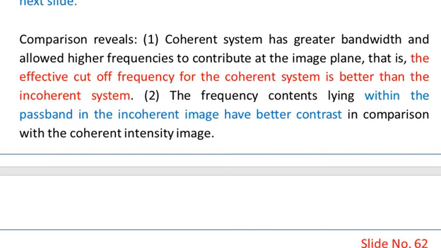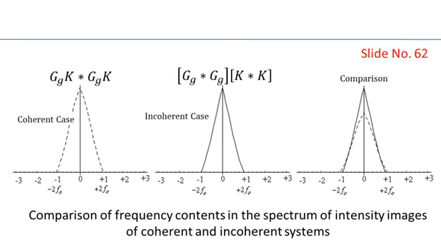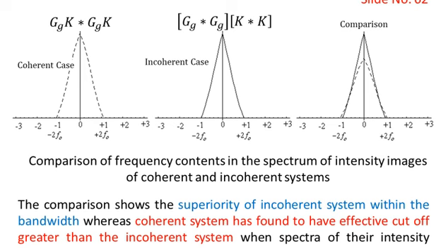So now let's read the statement over here. Comparison reveals, number 1, the coherent system has greater bandwidth because its width is slightly greater. The coherent system has greater bandwidth and allows higher frequencies to contribute at the image plane. That is, the effective cutoff frequency of the coherent system is better than the incoherent system. This is obvious from the third image on the right hand side. The dotted line is slightly extending, which means that it will allow more spectral frequencies to contribute at the image plane.